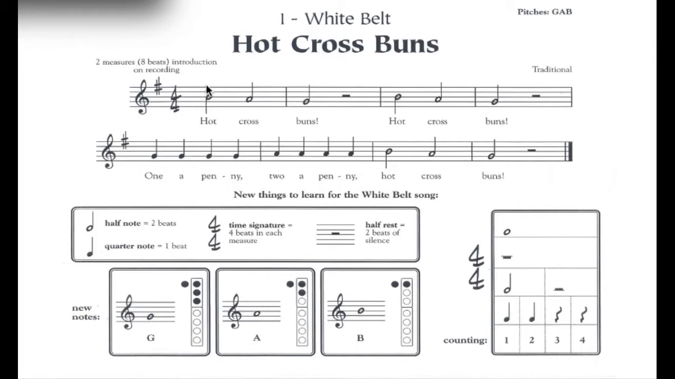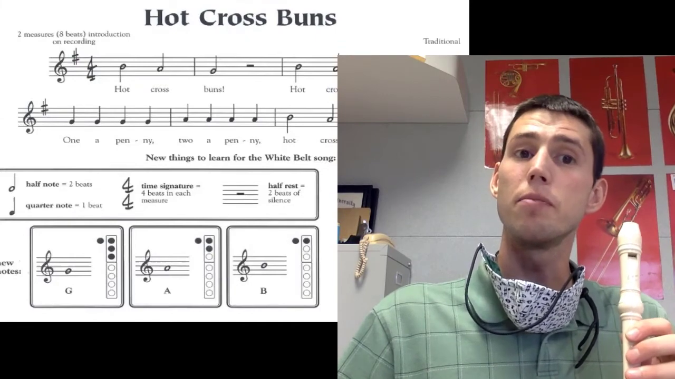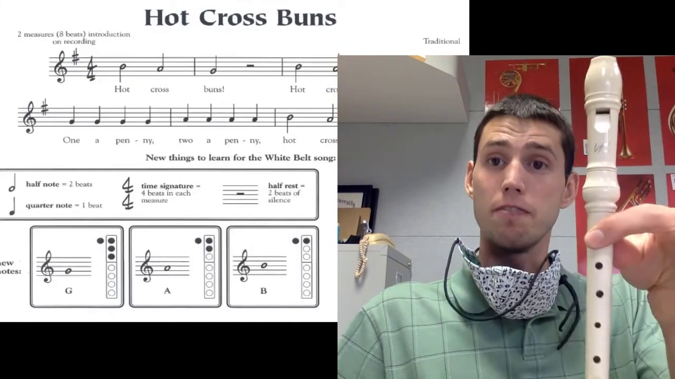So going B, A, G, B, A, G, G, G, G, G, A, B, A, G. So doing those 2 things at once can be a little tricky, but practice it until you get it. As soon as you can say the notes to the rhythm, then try doing it with the fingers.